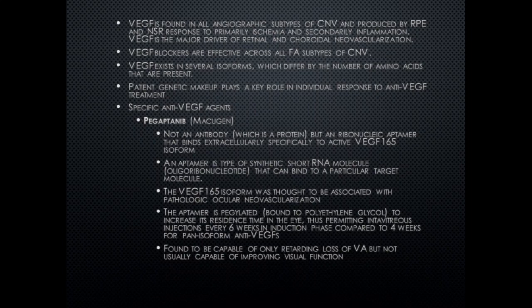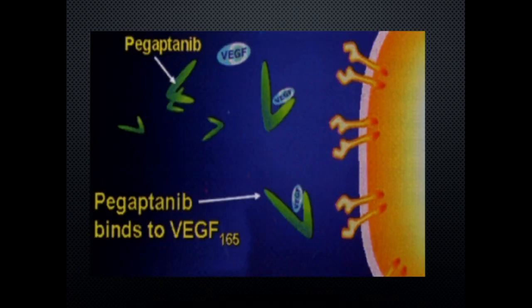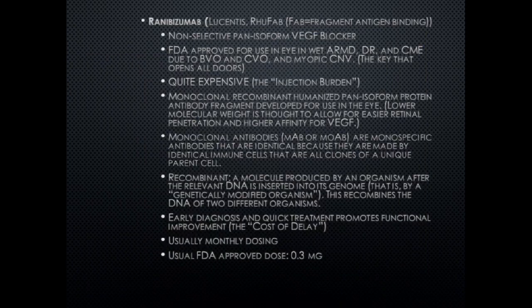And so it's pegylated, which means that as it binds to the isoform, it lasts longer. These injections were FDA approved to be out to 6 weeks, so it's going to last longer than your ranibizumab originally when it was FDA approved to last 4 weeks. But it only treats isoform 165, and the studies have found that it basically only stops the progression of vision loss and did not help patients improve visual function. This was the first anti-VEGF specific treatment that was FDA approved. This is just a picture showing the pegylated form binding to the VEGF and pointed out.